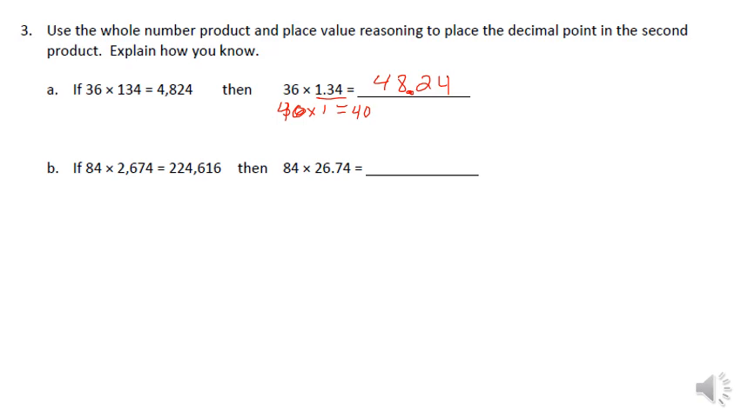Same here. The answer is going to end up being the same because we're multiplying the same digits, 224,616. But once again, if we did our estimation, we know this is 80 times 26 would be closer to 30. So our answer would have to be 8 times 3 is 24. It's going to be close to 2400. So the closest thing to 2400 would be 2246.16.